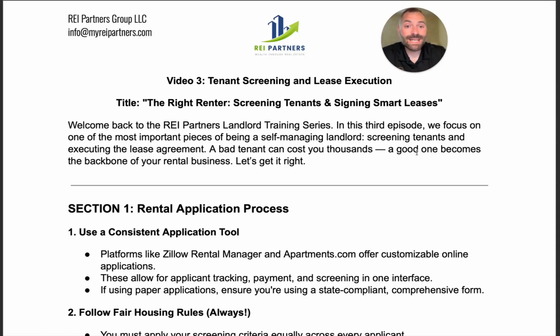We're going to talk about tenant screening and lease execution. Tenant screening and lease execution is very, very important because obviously without the tenants moving in and signing a lease, you have no way to get paid.